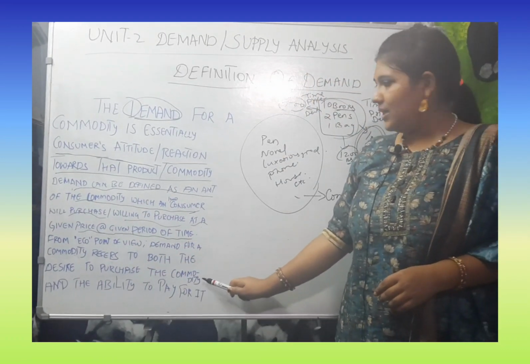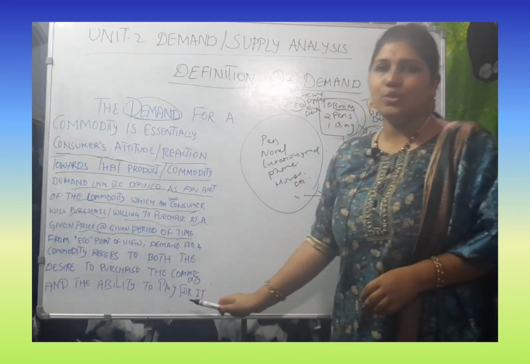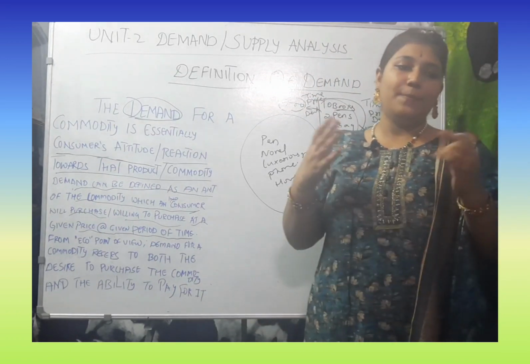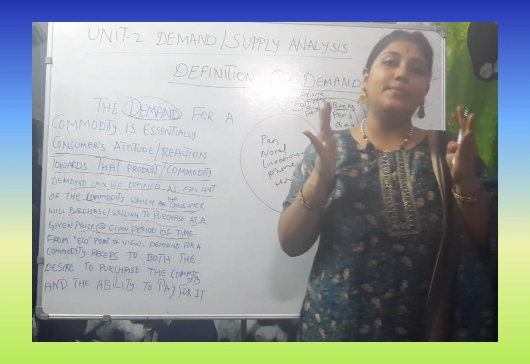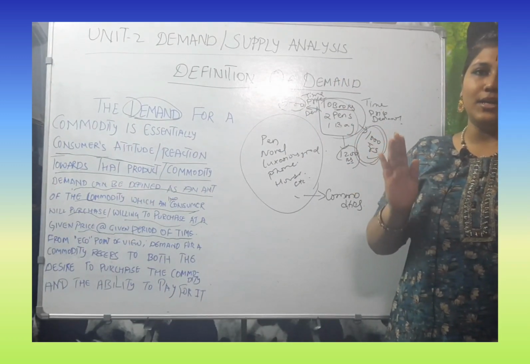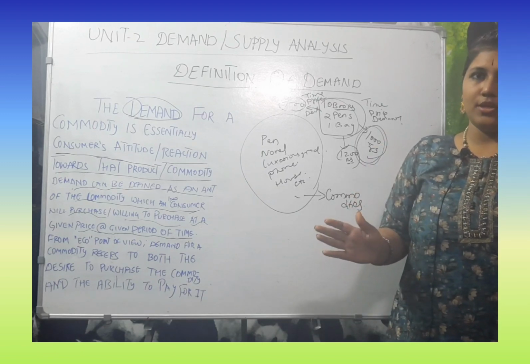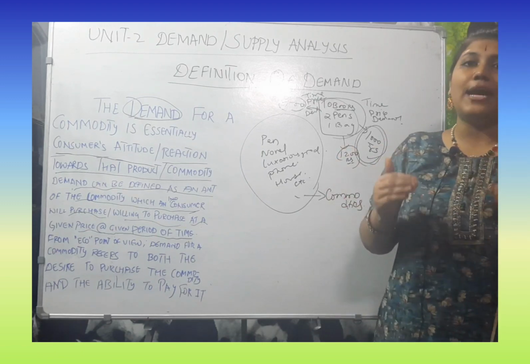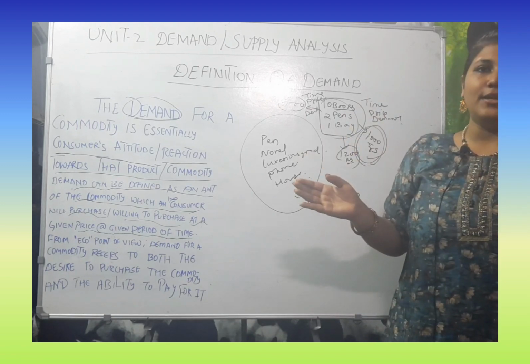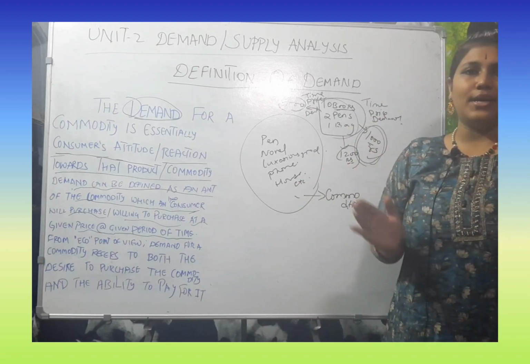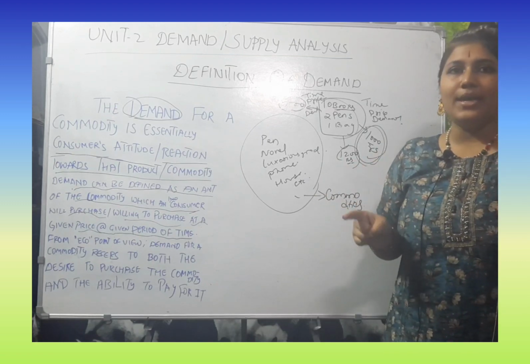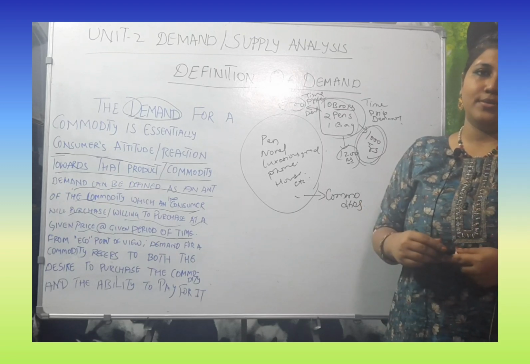and the ability to pay for it. So people will be having unlimited desires. Human wants are unlimited, we know this. So in that we have to categorize. For that it was defined that demand is not just that we desire to have something, but we should also be able to pay for it.